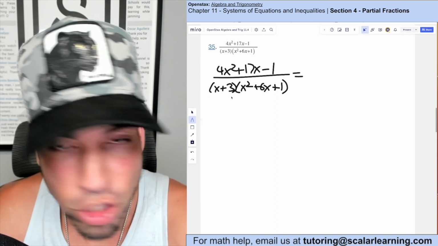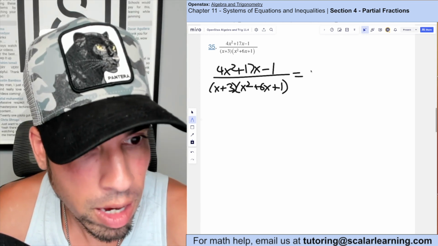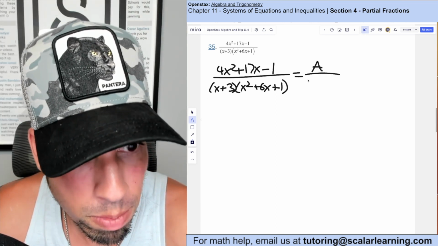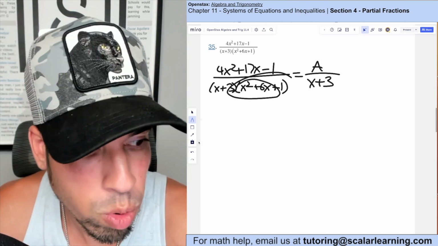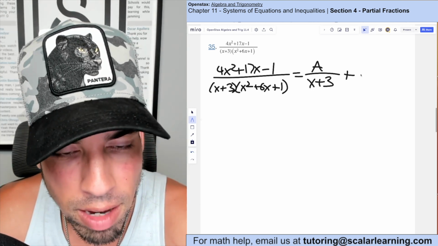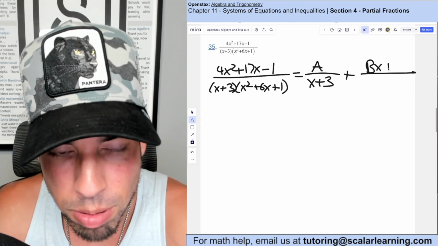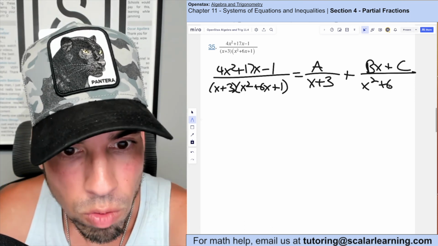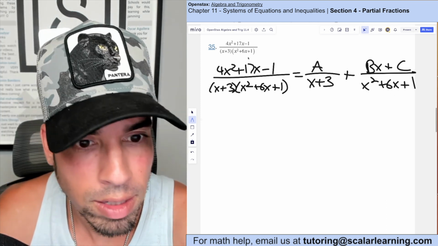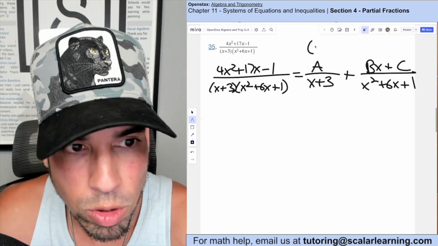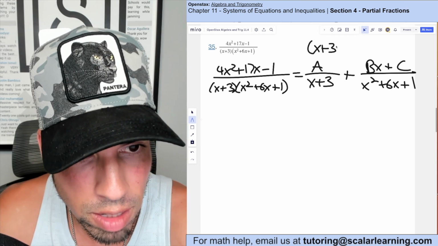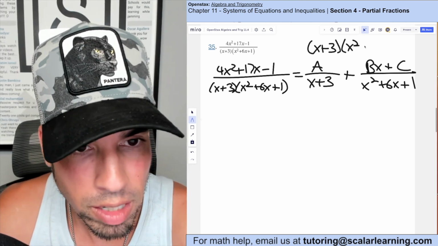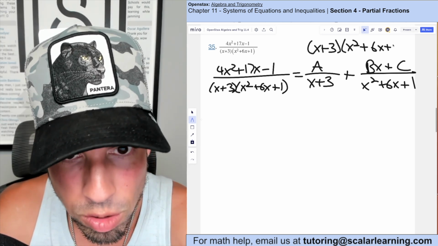With the partial fraction decomposition, we've got a over that linear component, x plus 3. And then for the quadratic, we have to have bx plus c. That's the format when we have a non-reducible quadratic like that over the quadratic. Now we're going to start with our typical step. We're going to multiply everything by that denominator on the left-hand side, x plus 3 times x squared plus 6x plus 1.